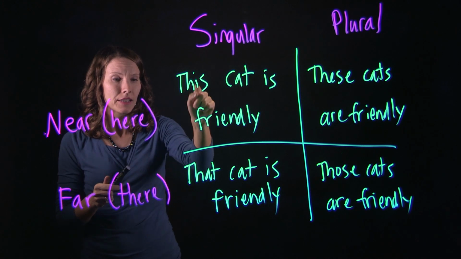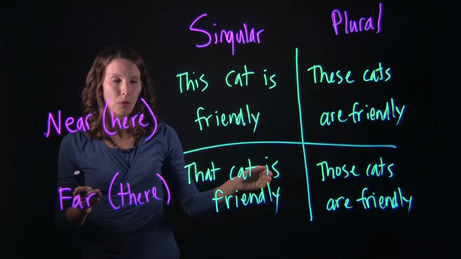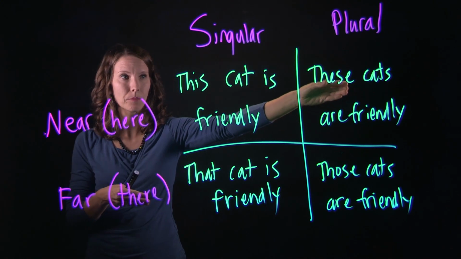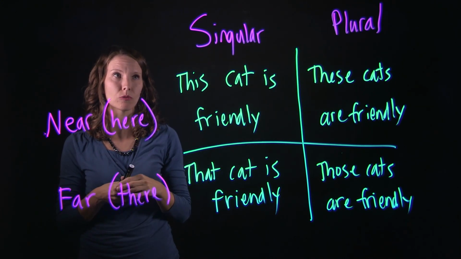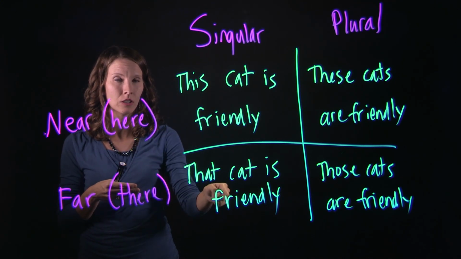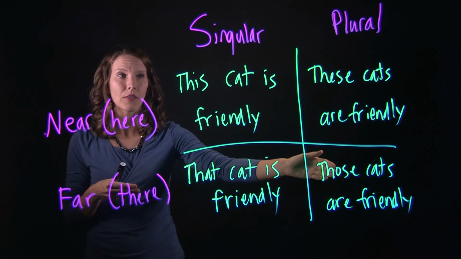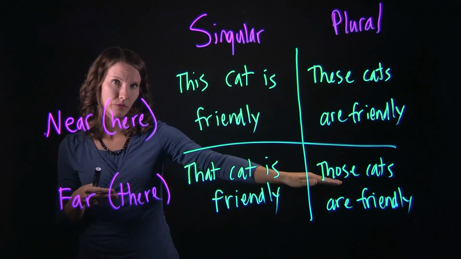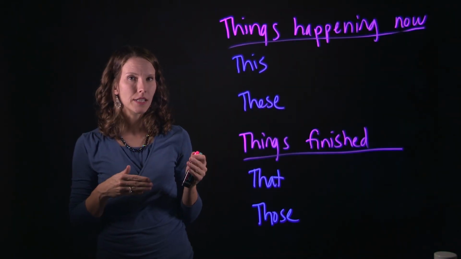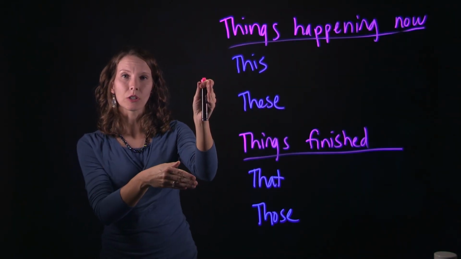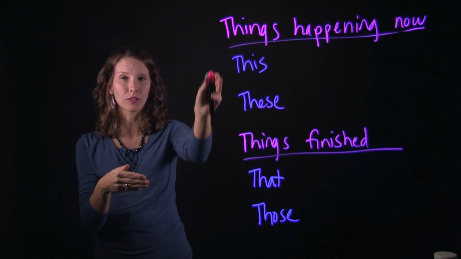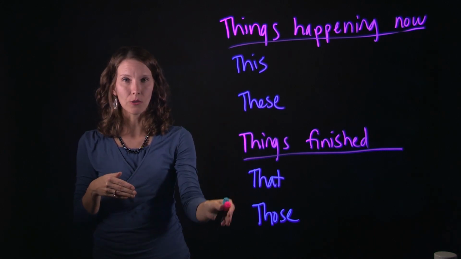So again, this, that, these, and those are referring to a specific thing or a group of things, but the difference between them has to do with whether the noun is singular or plural, and whether the noun is close by, is near, or whether it's far away from you. So again, one difference between the usage of these words has to do with where the noun is located in space, whether it's close to you or far away.